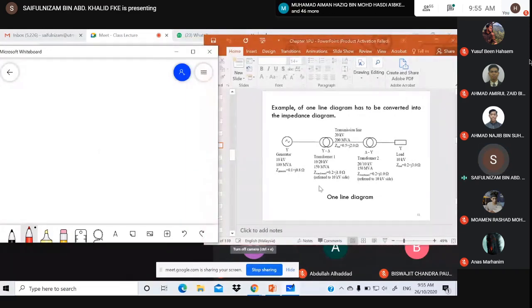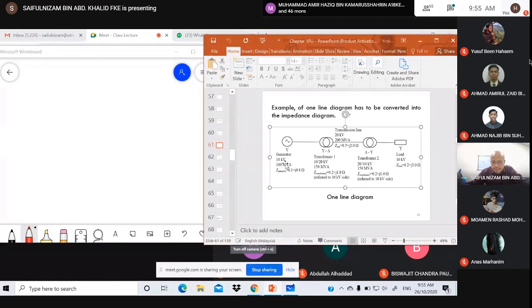Okay, let's see. You are given the whole rating of each component. So we have one generator, two transformers, and one load. This is the nominal rating of the generator, 10 kV, all base values. This is the MVA base, 100.